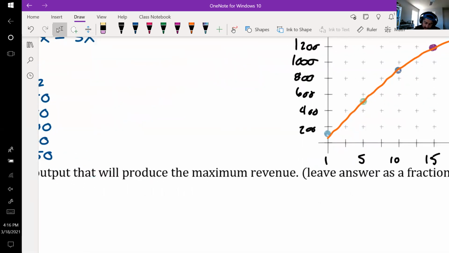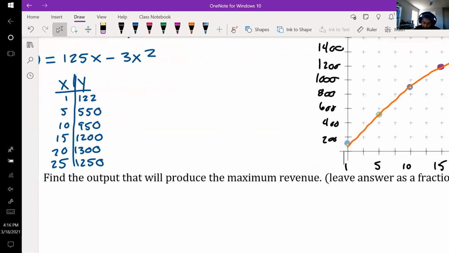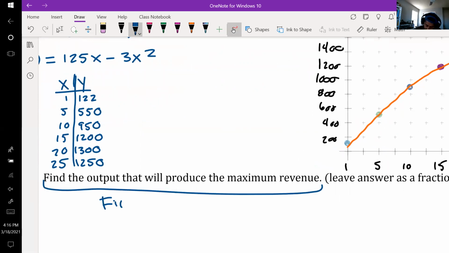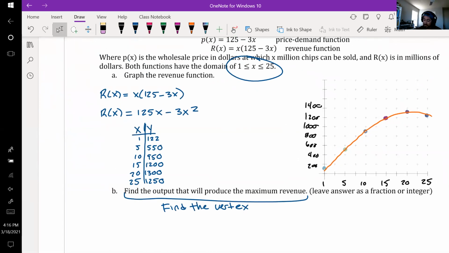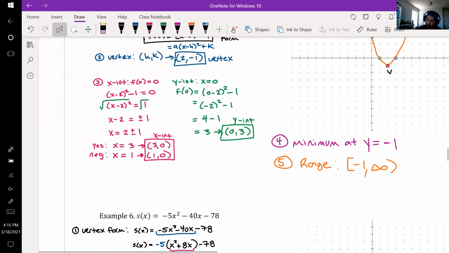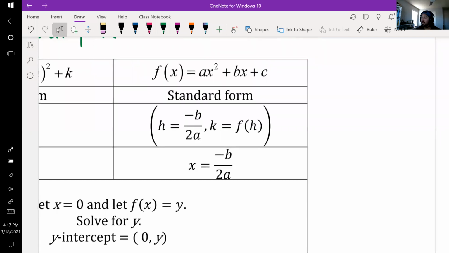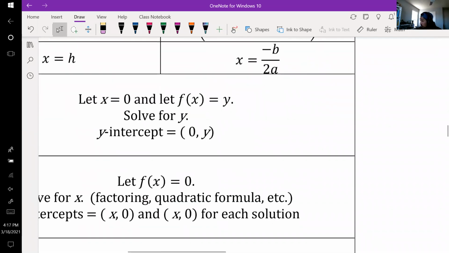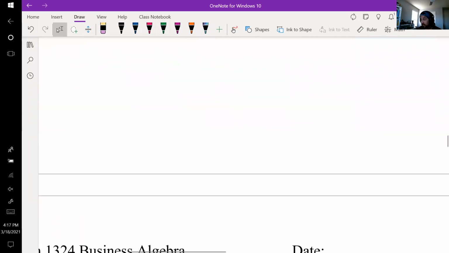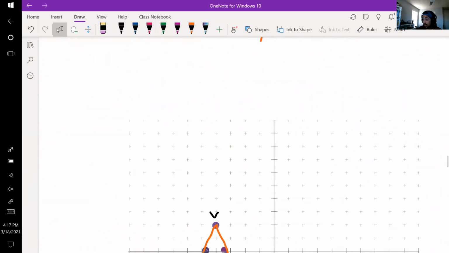So whenever you see these keywords, find the output that will produce maximum revenue, all this means is find the vertex. And we won't do the completing the square this time. We are going to use this little formula here to help us find the vertex a lot faster. The h equals negative b over 2a and k equals f of h. That's all we're looking for, the vertex. We're not looking for vertex form. So that's going to save us a lot of time.